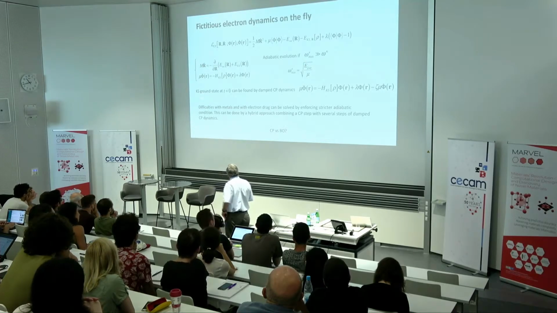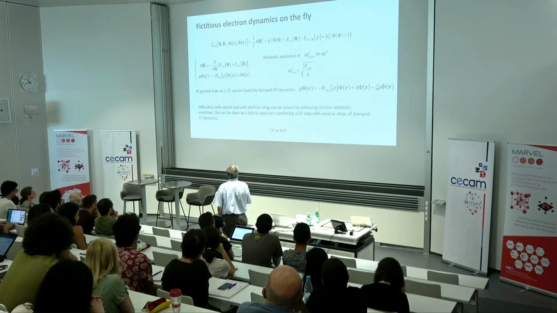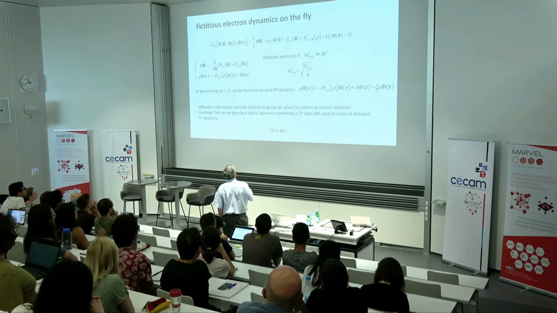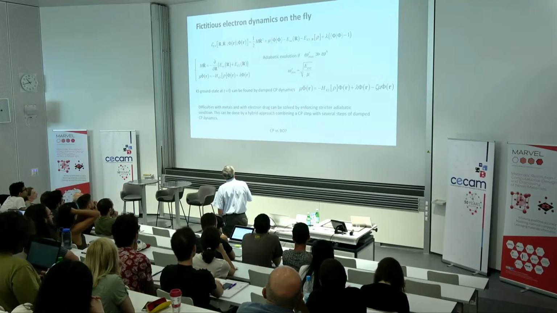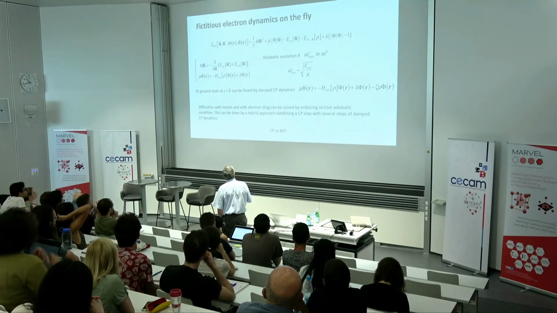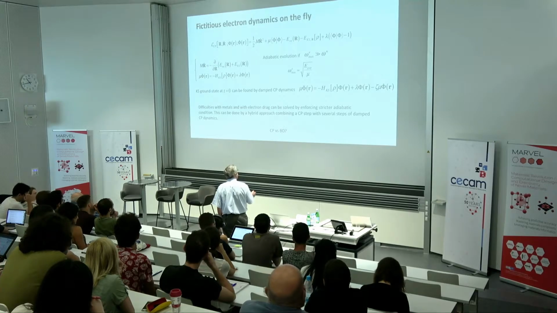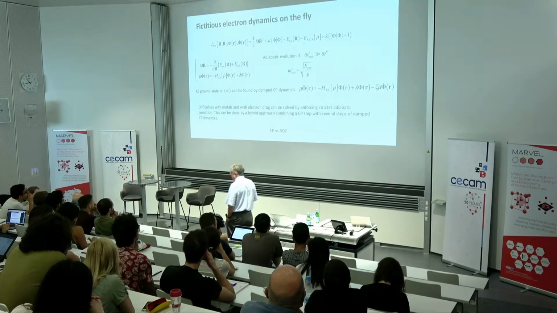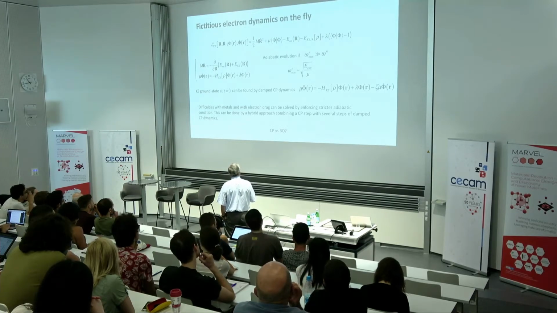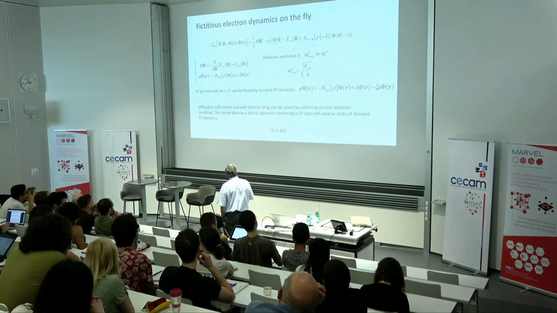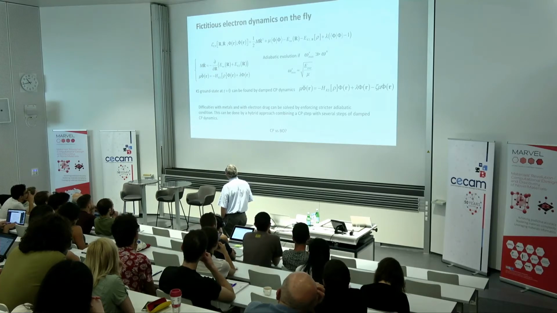How to get the Kohn-Sham ground state at t equals 0? Well, we can do it in many ways. One way that we can simply derive from that is to use damped Car-Parrinello dynamics, in which we add a friction term acting on the electronic degrees of freedom. And so in this way, we can obtain the ground state for a given nuclear configuration and then start this thing.